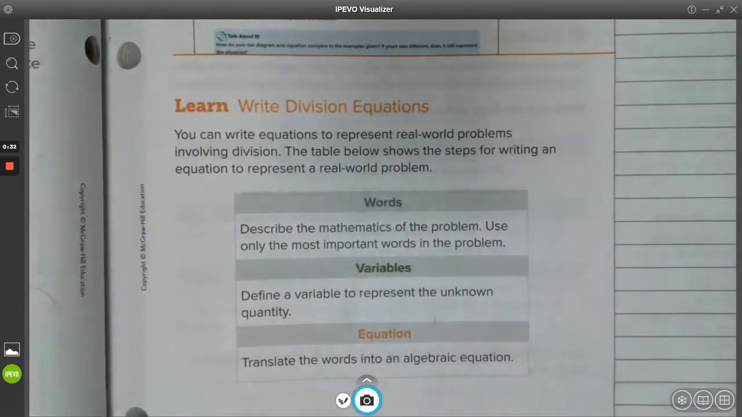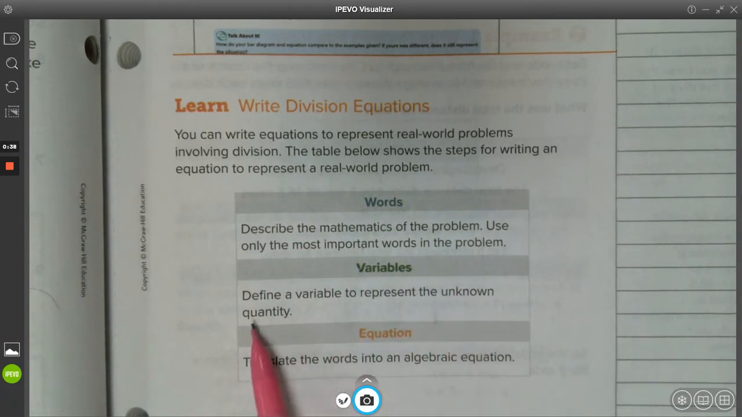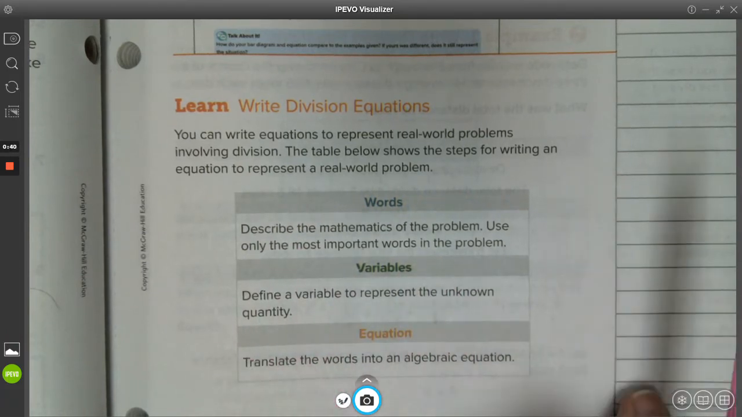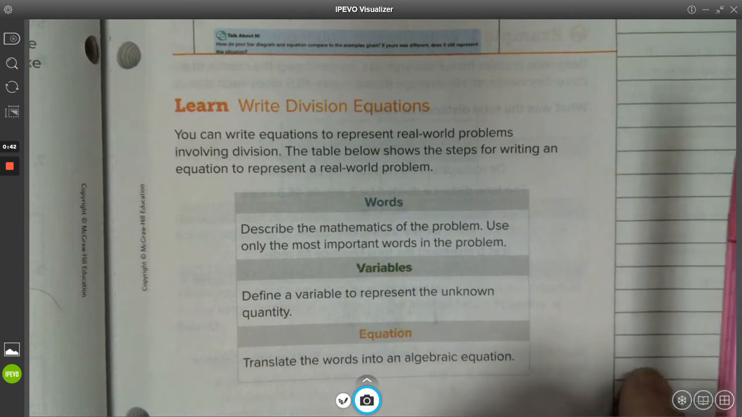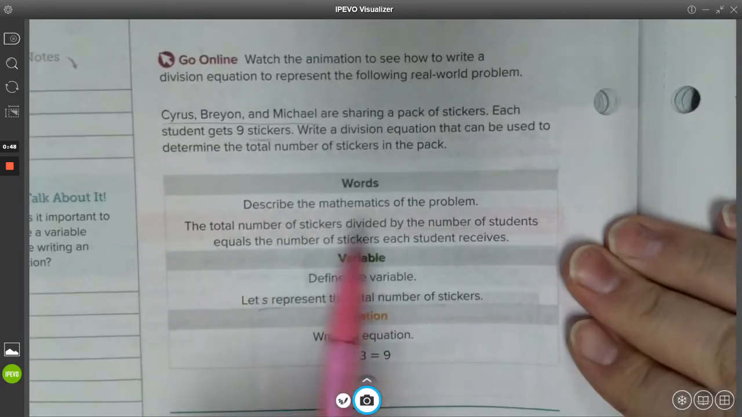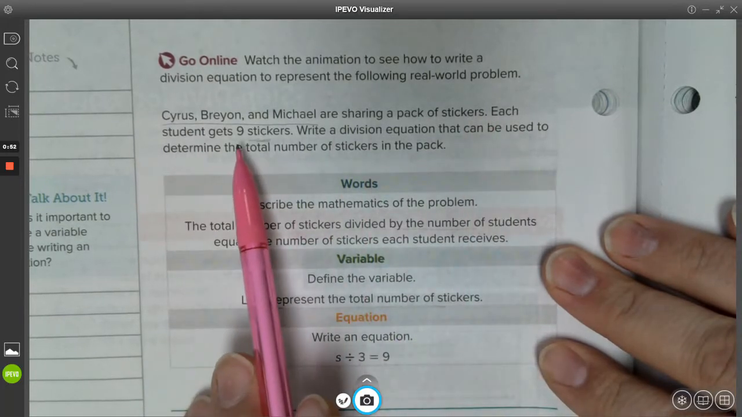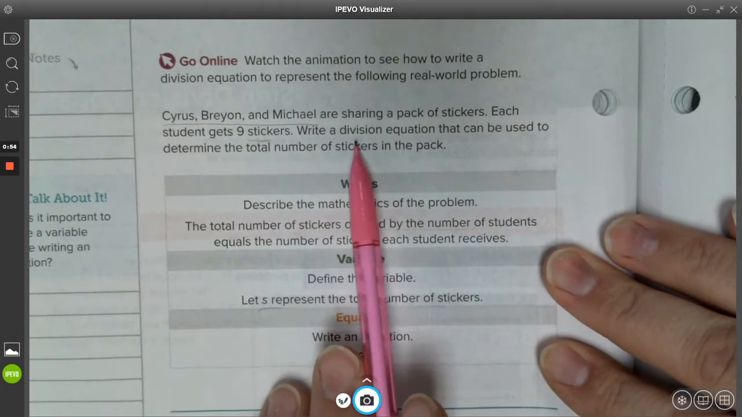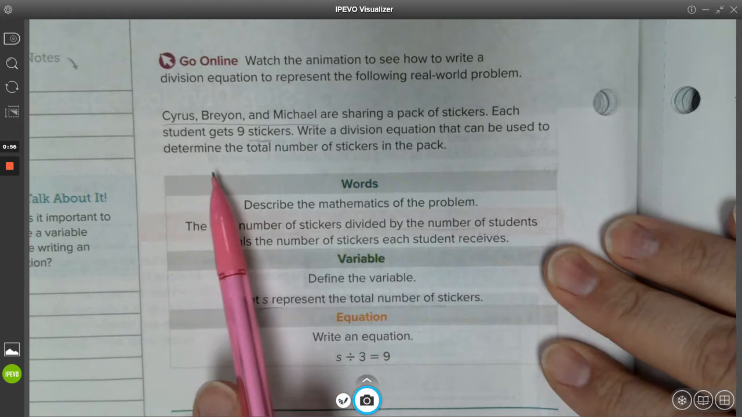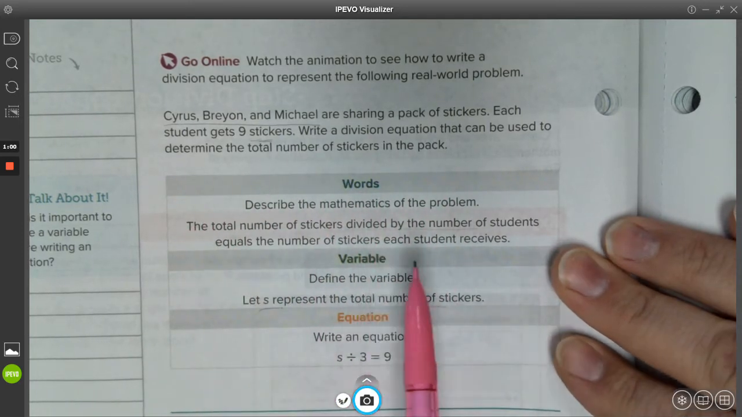Now, this is very similar to what we've done in the past equation problems, picking out the important information, defining a variable, and then translating it into an algebraic equation. Turning to page 370, let's take a look. So Cyrus, Brian, and Michael are sharing a pack of stickers. Each student gets 9 stickers. We're going to write a division equation that can be used to determine the total number of stickers in the pack. So picking out the important information.